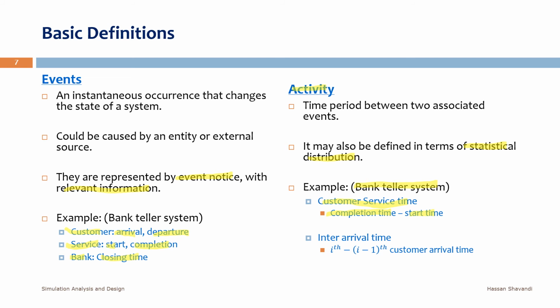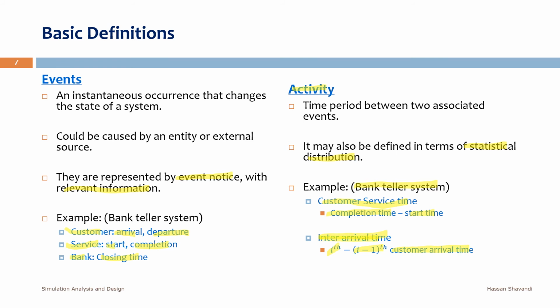And usually we show the service time by a statistical distribution in our model because it's random, it's not deterministic. And also inter-arrival time. Again, we have an event of arrival for the customers. Let's say customer i-1 arrives at one time, and the next customer, the ith customer, arrives at another point in time. The difference between the arrival times of these two customers is called customer inter-arrival time.